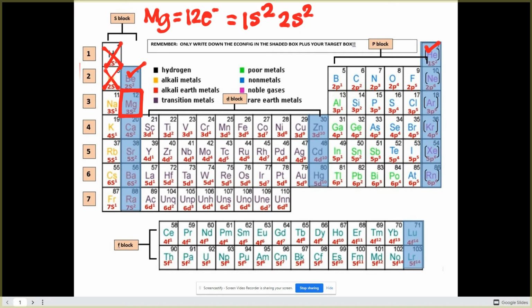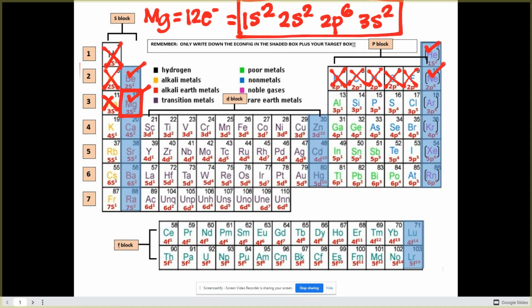Keep on going. 5, no, it's not shaded, so I don't need to write it down. 6, no. 7, no. 8, no. 9, no. 10, yes. It's shaded, so I need to write that down. So this is 2p6. 11, no. 12, since 12 is our target box, we need to write that down. Again, you have to write down the electron configuration in your target box. So this is 3s2. And that's it. That's the electron configuration for magnesium.